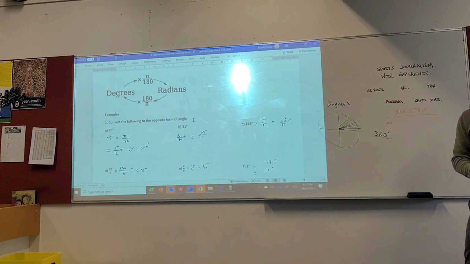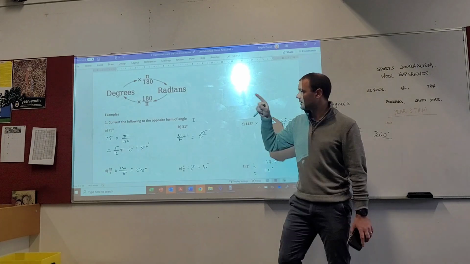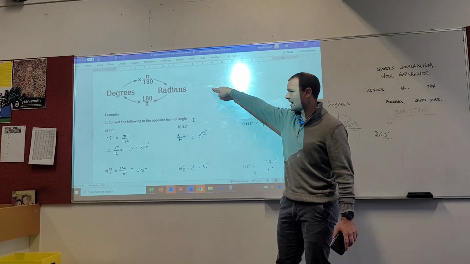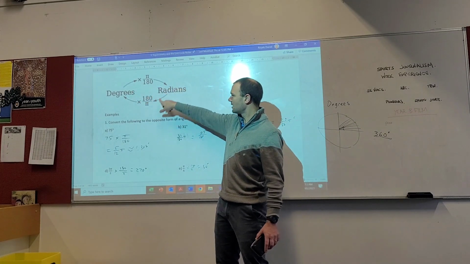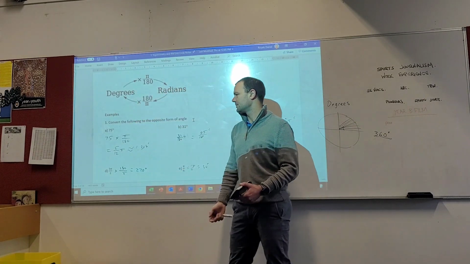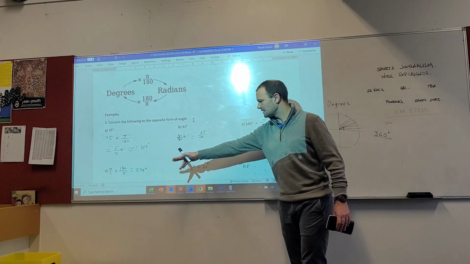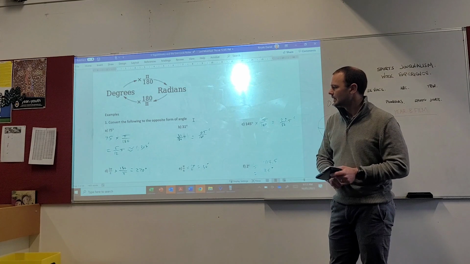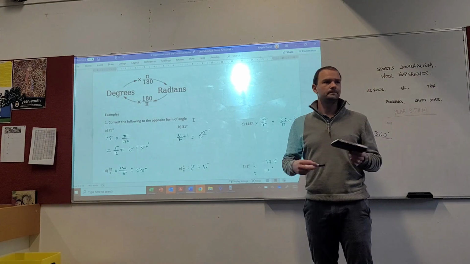Okay, so what's the takeaway? All we're doing in exercise 5A is converting from degrees to radians. Here's the formula. We multiply by pi on 180 to get to radians. We multiply by 180 on pi to get to degrees. So if it's in degrees, you convert it to radians. If it's in radians, you convert it to degrees. Use your calculator. Any questions?